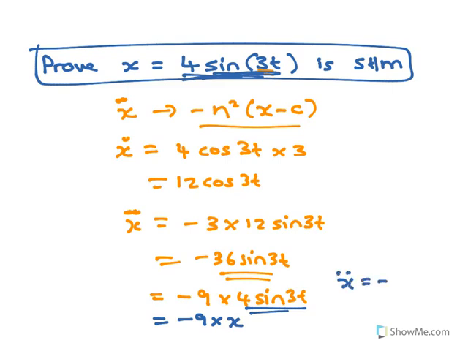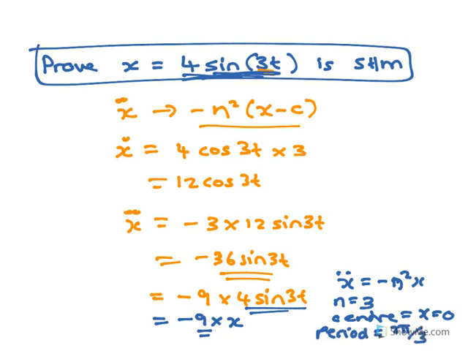So that means acceleration is in the form of minus n squared x. N is equal to 3, because n squared is 9. The centre would be x equals 0. The period of the motion is 2 pi on n, so it's 2 pi on 3. You can't get the amplitude from this, but if you come back up here, the amplitude is equal to 4. So once something's in simple harmonic motion, then you're able to quote any of the velocity formulas, which I'll run through in a minute.